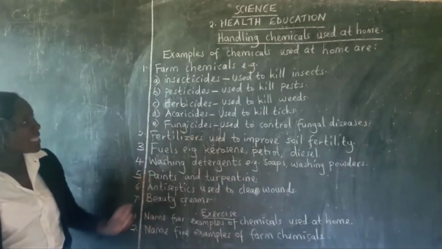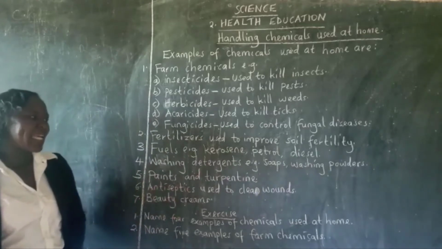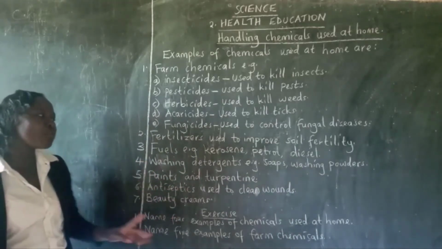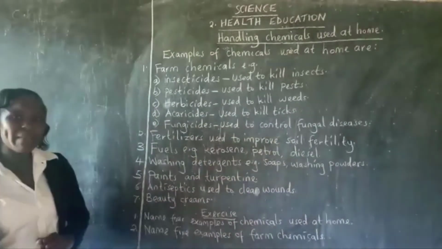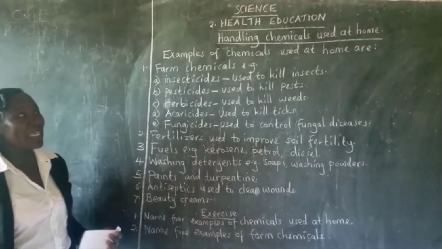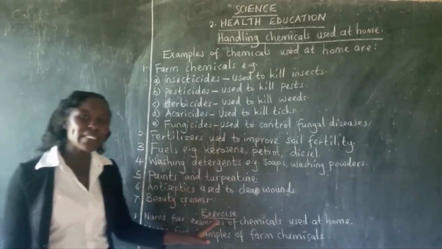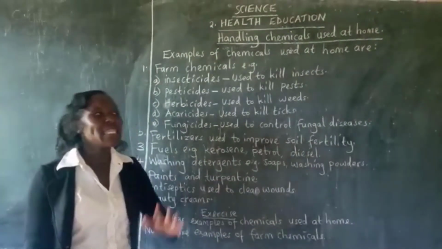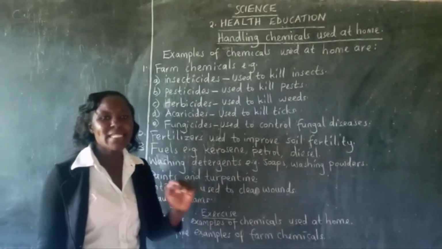And another example of chemical used at home, we have antiseptics. And what is the work of antiseptics? Antiseptics are used to clean wounds. And the last example of chemicals used at home here is what we call beauty cream. So children, up to that point, we've looked at examples of chemicals used at home.